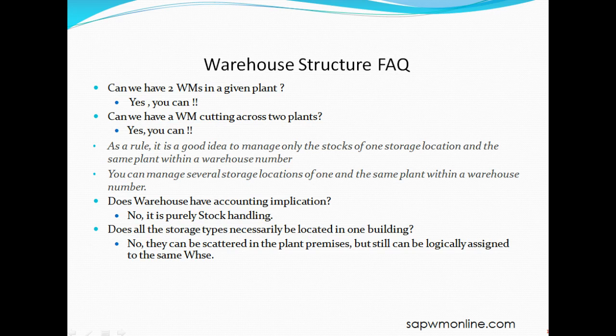Do all the storage types necessarily have to be located in one building? No, they can be scattered. For example, you have one building stocking a particular material and another building across the road which has another material or kind of same material. So do you need to actually build two warehouses in the SAP system? No, you can actually have one warehouse and call those two buildings two different storage types, which is possible.